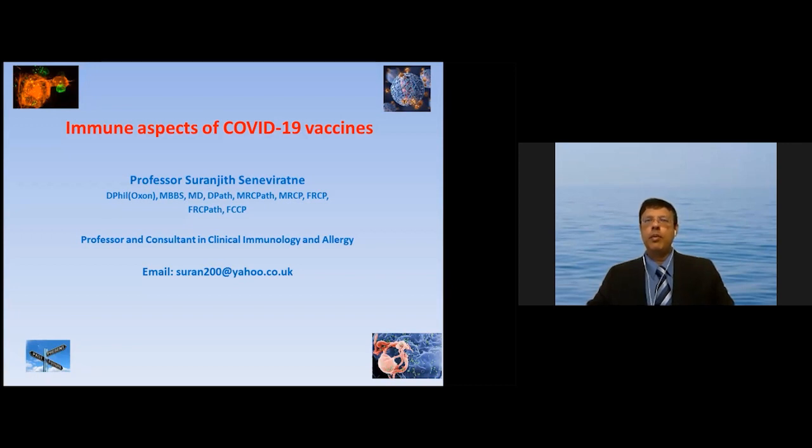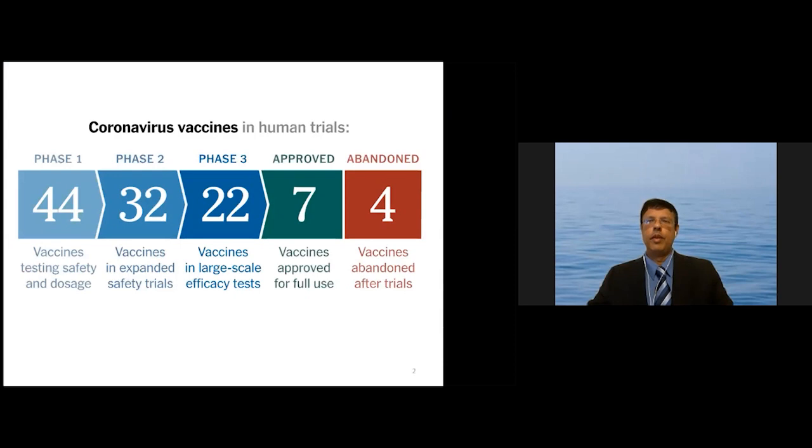Let us look at the immune aspects of the COVID-19 vaccines. We know that about 7 vaccines have been approved for COVID-19 and 4 have been abandoned so far. So an important take-home message is that not all vaccines that were developed were approved. Some had to be abandoned.